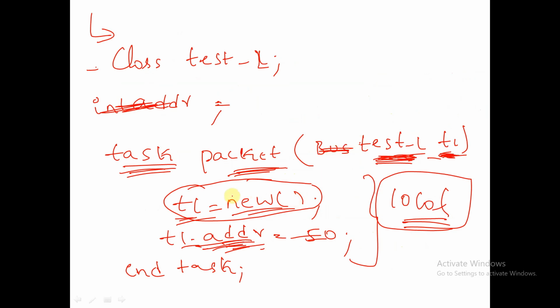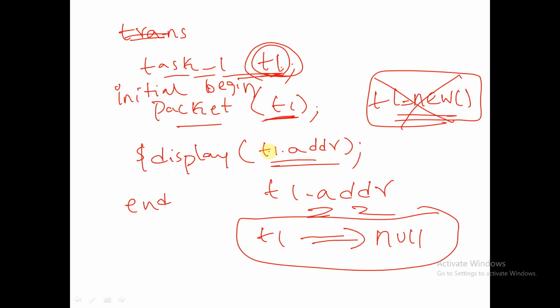Since inside the task, all the declarations will be local to the task, so they will not be reflected outside the task. So that's why if we create a task, and if we pass the argument, and if we display the addr with the help of this t1 handle, then we will get an error saying that no object is created for this handle t1. Is this clear? So this is a very, very important interview point. Is this clear?